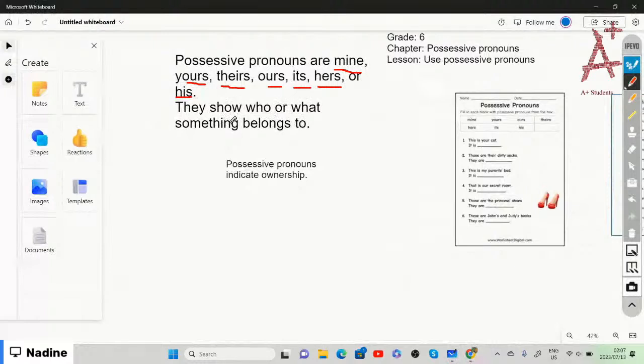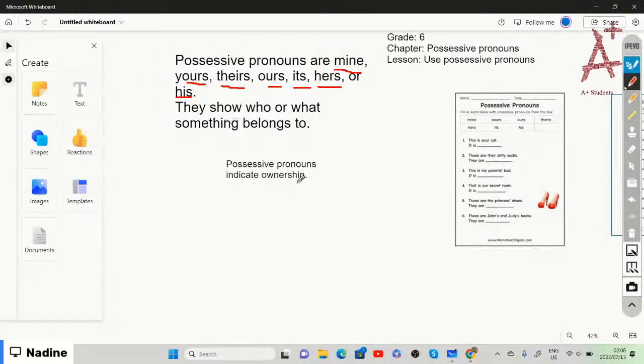Meaning that if something belongs to me, then I can say it's mine. If something belongs to you, then it's yours. If something belongs to them, then we can say it's theirs. If something belongs to all of us, then we can say it is ours. If it belongs to the girl, we can say it's hers. If it belongs to the boy, we can say it's his. So that is possessive pronouns. They show who or what something belongs to.